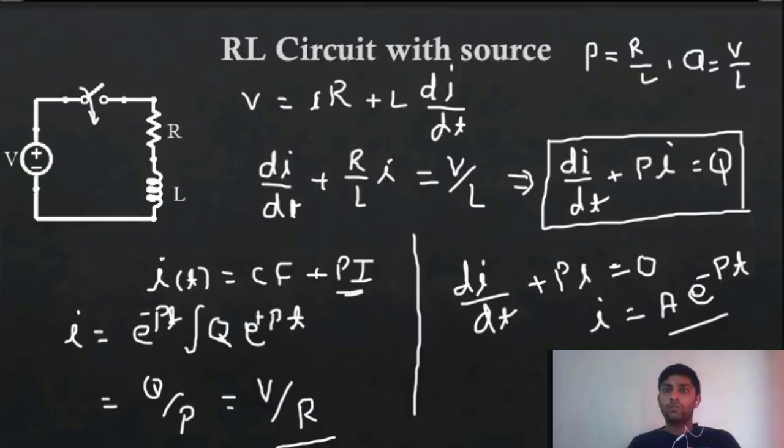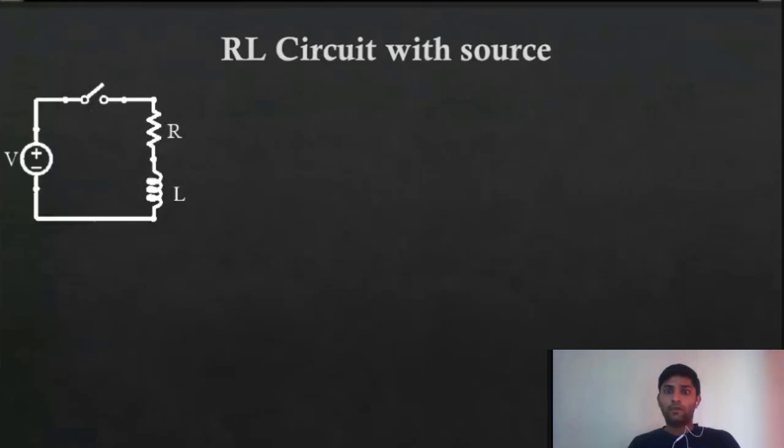Now let me start with this value. We had got i equal to CF plus PI, and your CF is A times e raised to minus Pt, plus V by R. V by R was the steady state value.